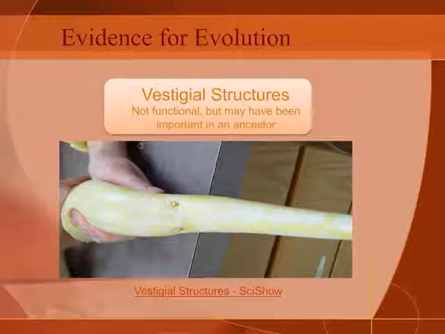Look at the picture on the slide of the snake. At the base of the snake's tail, you can see 2 spurs, indicating that at some point there may have been legs.